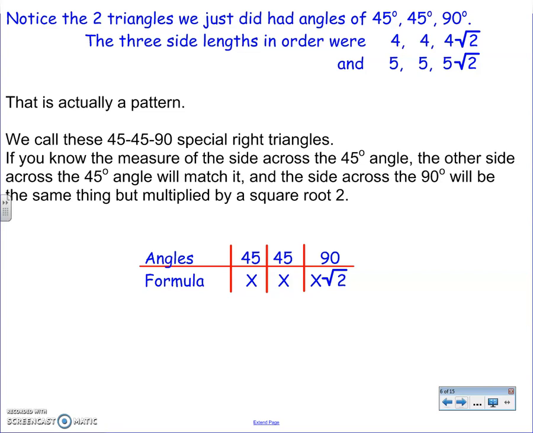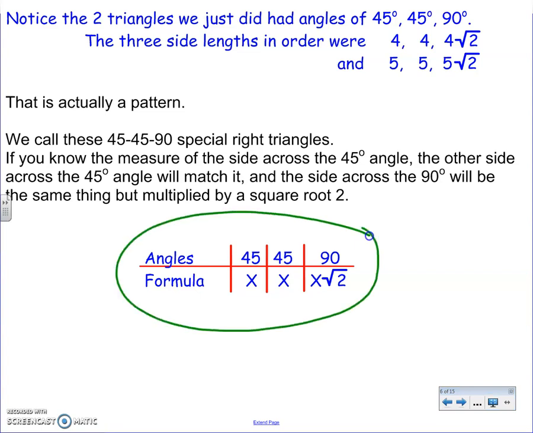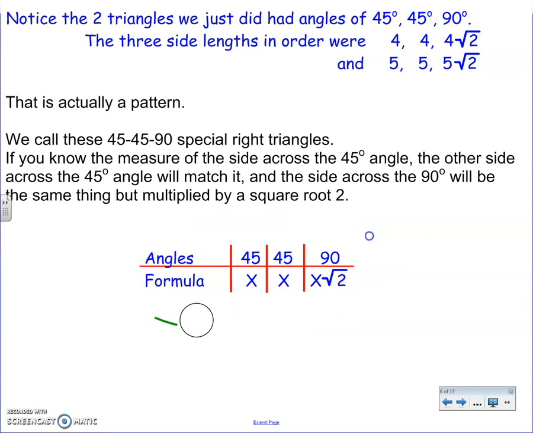So here's a little chart you should have. If you have the angles 45, 45, 90, the formula will be x, x, x root 2. For example, if the side across from the 45 is, say, 21, the other side will be 21, and then this one will be 21 square root 2. That's how you use the formula. If you know the small one, you just fill in x.